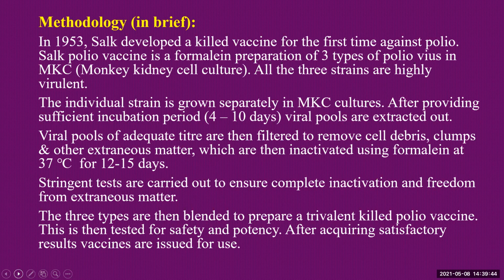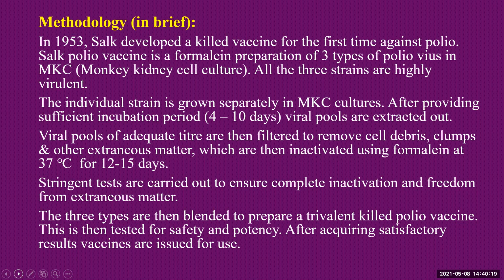The individual strain is grown separately in MKC. After providing a sufficient incubation period of 4 to 10 days, viral pools are extracted. Virus pools of adequate titer containing a definite number of viruses are then filtered to remove cell debris, clumps, and other extraneous matter. And then the viruses are inactivated by treating them with formalin at 37 degrees Celsius for 12 to 15 days. Various stringent tests are carried out to ensure that the vaccine production takes place with strict specification.